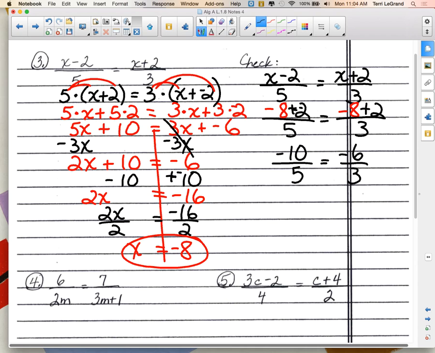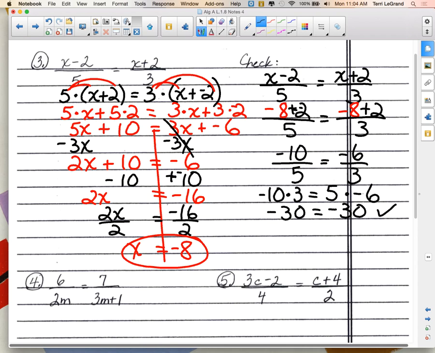Okay, so we have a variety of things we could do here. We could simplify fractions and see if they match. We could do cross products. What should we do? Let's do our cross products maybe? So -10 times 3 on one side and 5 times -6 on the other side. What's -10 times 3? -30. What's 5 times -6? -30. Okay, and so we can say it checks.